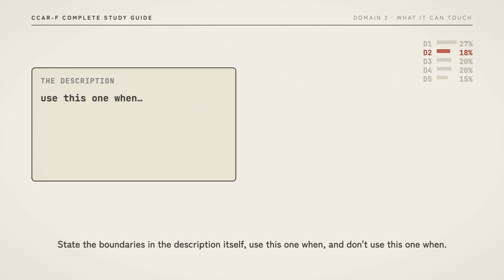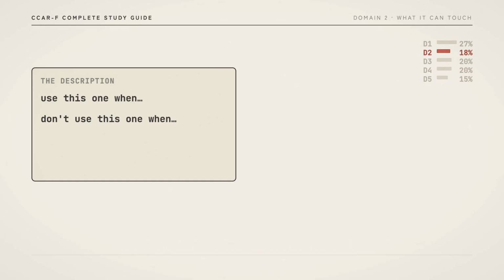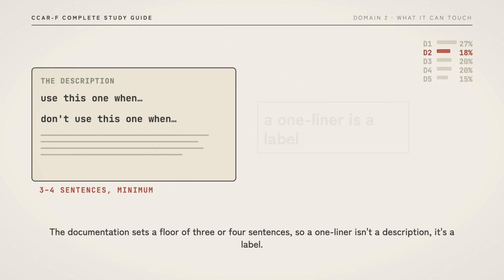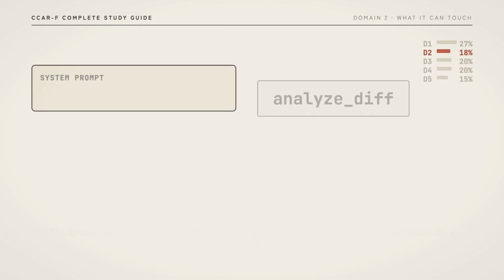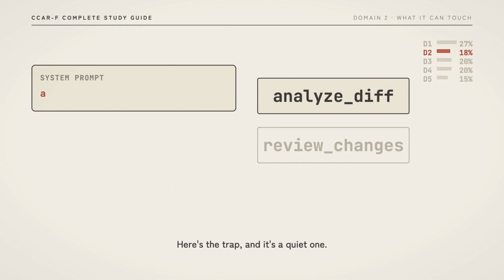State the boundaries in the description itself. Use this one when, and don't use this one when. The documentation sets a floor of 3 or 4 sentences, so a one-liner isn't a description, it's a label. Here is the trap, and it's a quiet one.